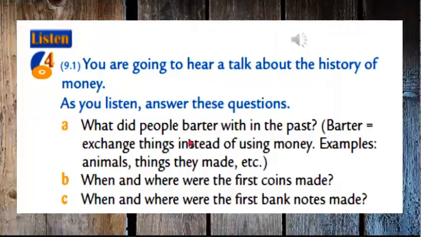The first one, what did people barter with in the past? I told you before, barter means to exchange things instead of using money. So I can barter with animals, things that we make. The second question, when and where were the first coins made? Listen carefully to find the time and the place where the first coins were made, and when and where were the first banknotes made. We have something called coins, we have something called banknotes, which is made of paper. Okay, so we have to listen carefully to find answers to these three questions.